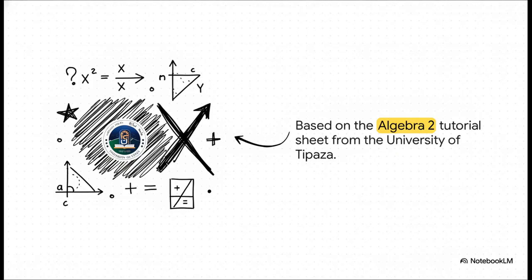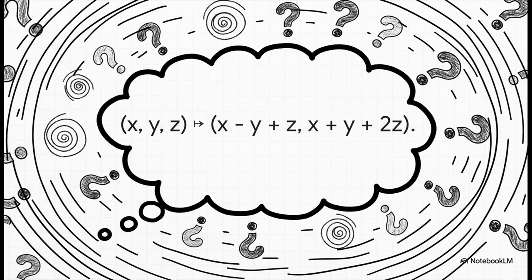So just so you know where all this is coming from, everything we're looking at today is pulled directly from this source, a real deal first-year Algebra 2 tutorial from the University of Tipaza. We're not using a simplified version, we're looking at the actual material. So yeah, you open up the sheet and you see something like this, a bunch of letters, parentheses, and this weird little arrow in the middle. And if you're looking at that thinking, what on earth am I even looking at? You are definitely not alone. It honestly looks like a totally different language.